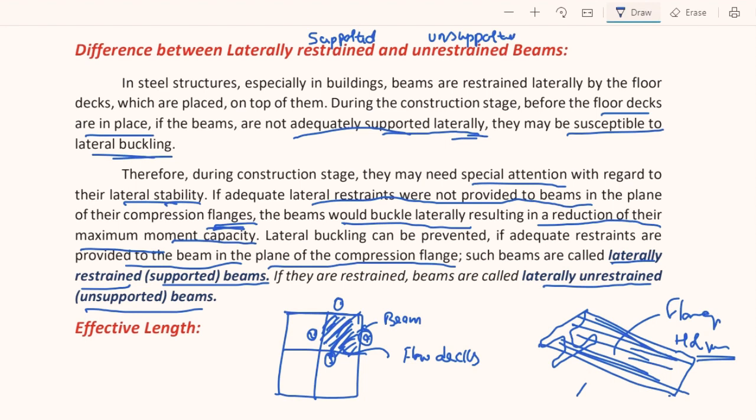But special care has to be taken when we design these laterally unrestrained beams. The design procedure is going to vary a bit when we go for laterally unrestrained beams. So in this chapter we are going to design both kinds of beams, laterally supported and unsupported beams.